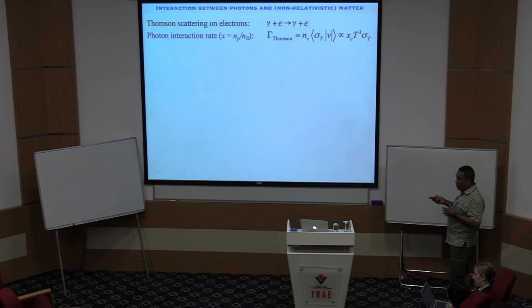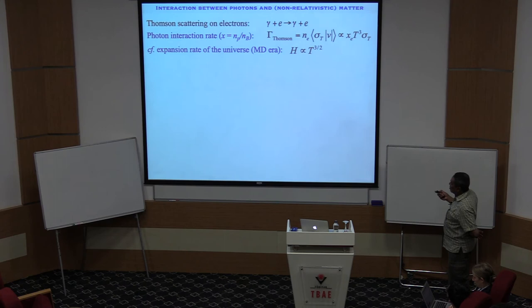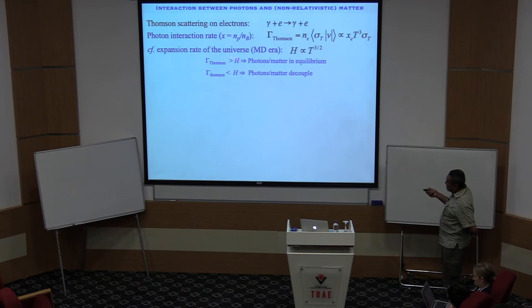Thomson cross section is huge, so this is a very fast rate. The expansion rate in the matter-dominated era, and by this time the universe is matter-dominated, is H going as t to the 3 halves. So again, if this is less than H, the photons will decouple. When it is higher, there will have been an equilibrium.